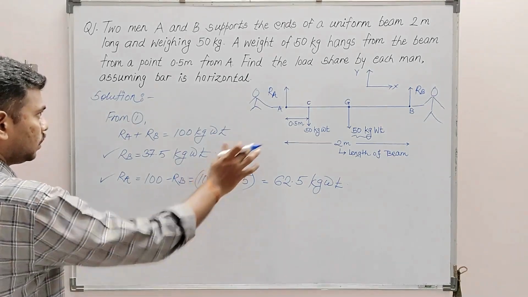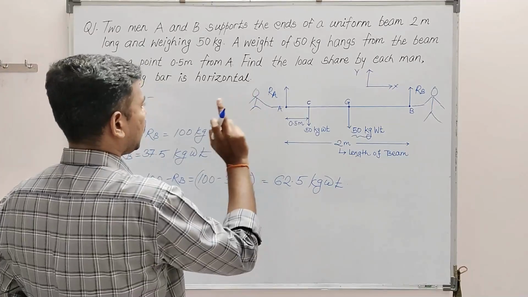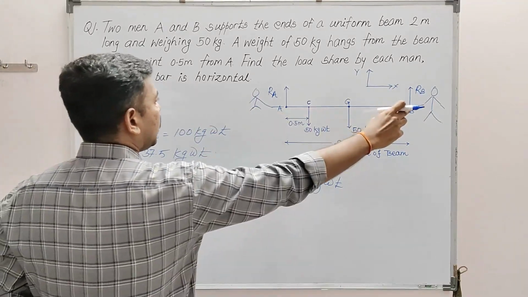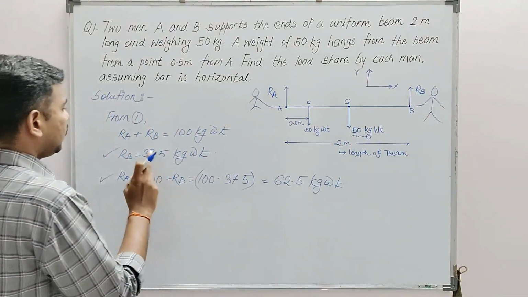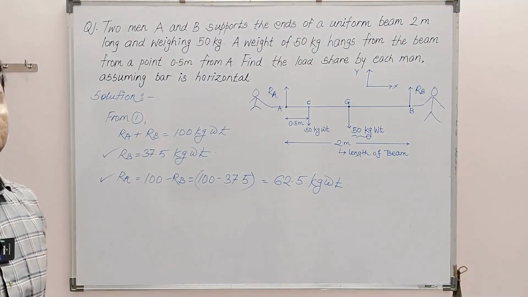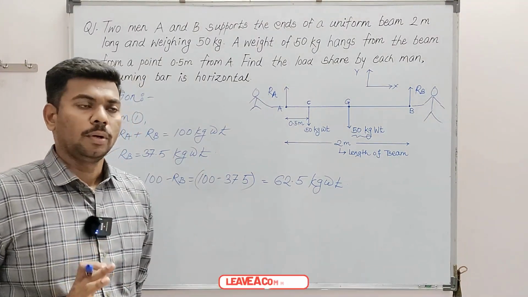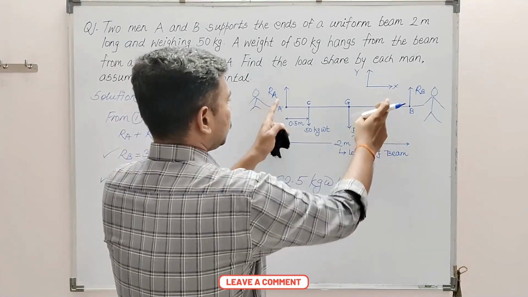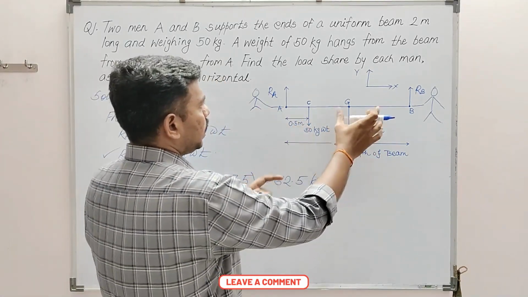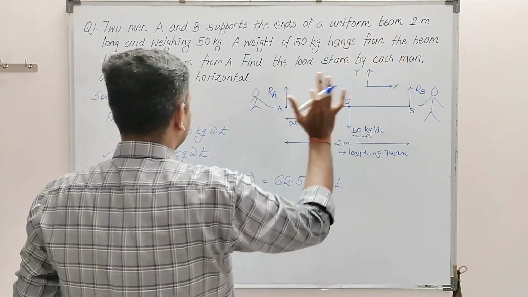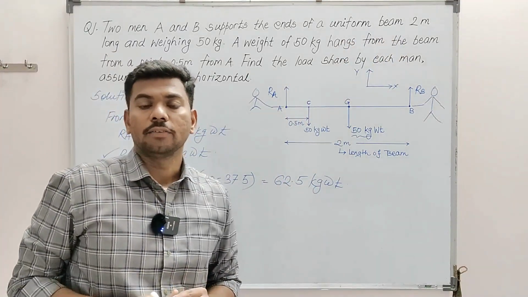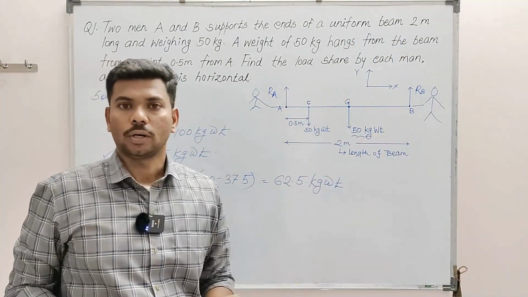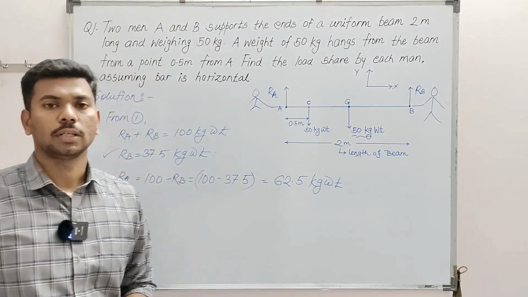Now in this way, we got RA and RB. RA is 62.5 kgWt, that is the normal reaction provided by the first fellow, and RB is 37.5, which is the normal reaction provided by the second fellow. In this way, these two forces counterbalance these two forces, and the system, that is the beam, is under mechanical equilibrium and becomes horizontal. This is the solution for the given problem.